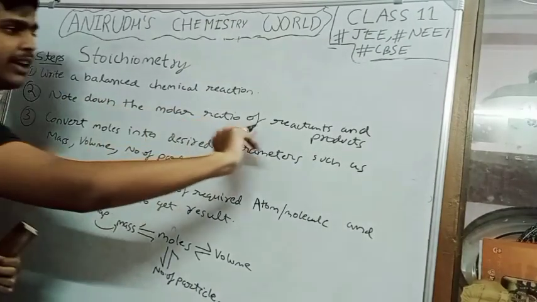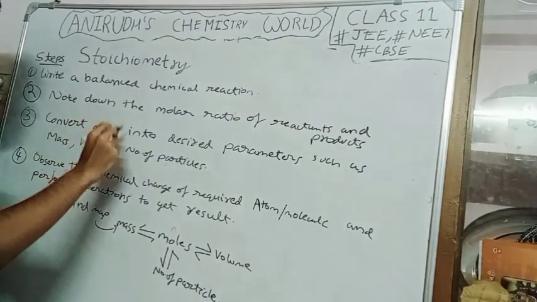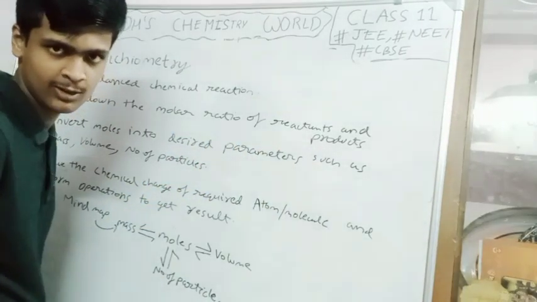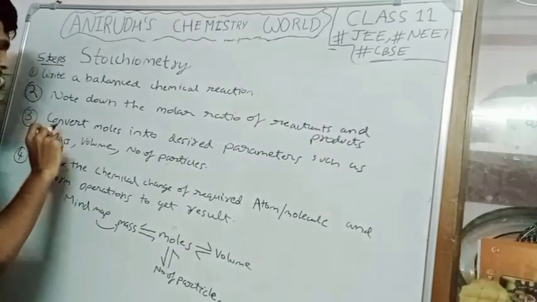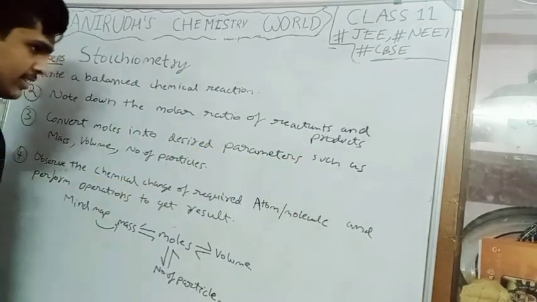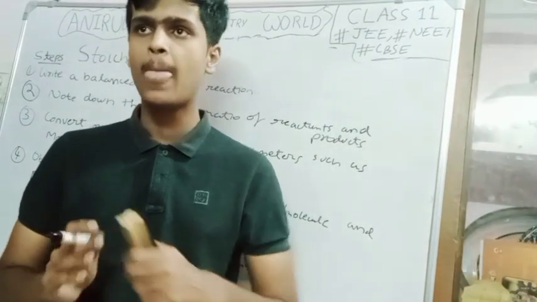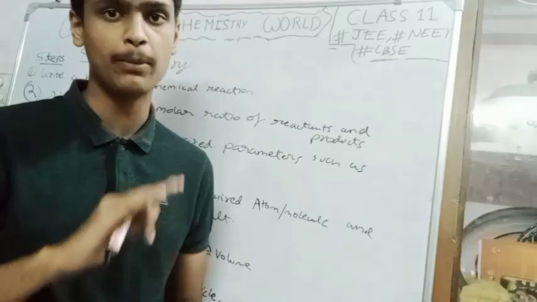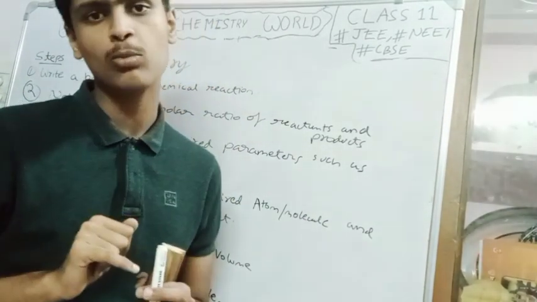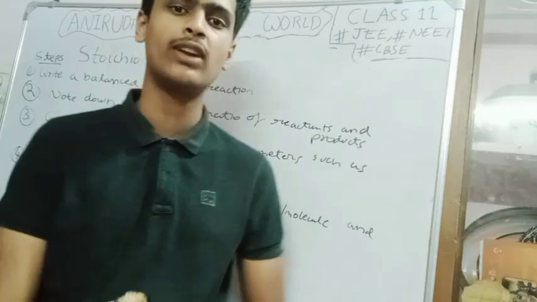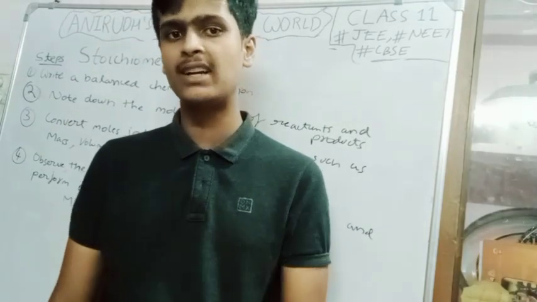So note down the molar ratio of reactants and products, what we did previously. Now convert the moles into desired parameters such as mass, volume, and number of particles. Since we know that we have three formulas of moles, number of moles has three forms. First, number of moles is equal to given mass by molar mass. Number of moles is equal to given volume by 22.4 liters at standard temperature and pressure. And third, number of moles is equal to given number of particles by Avogadro number.